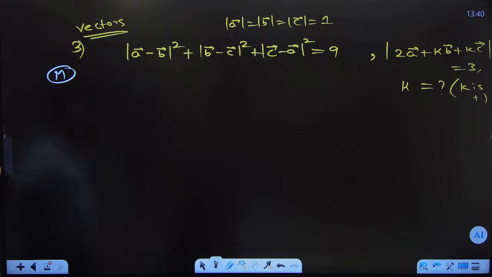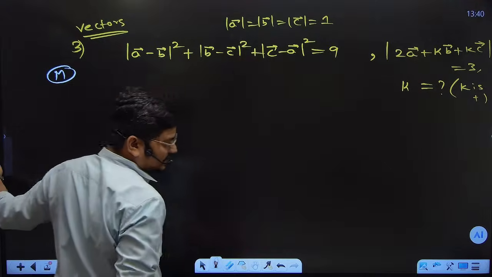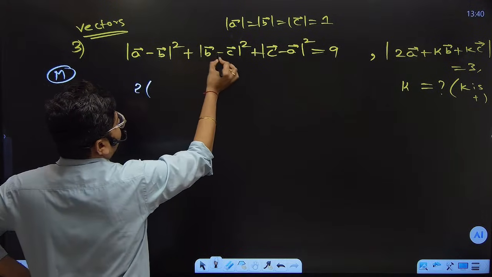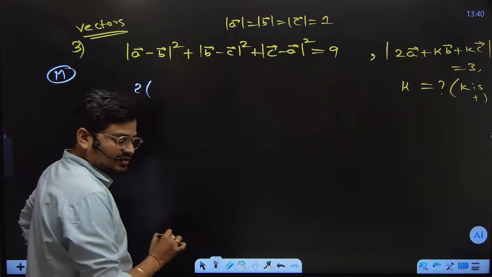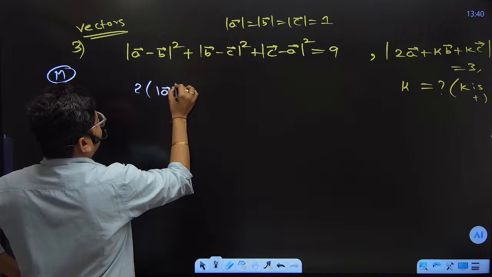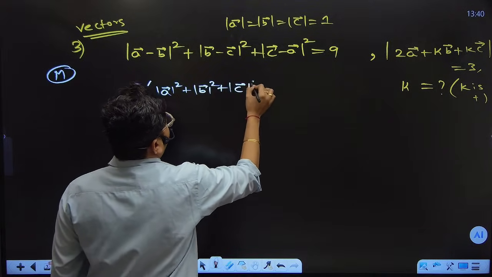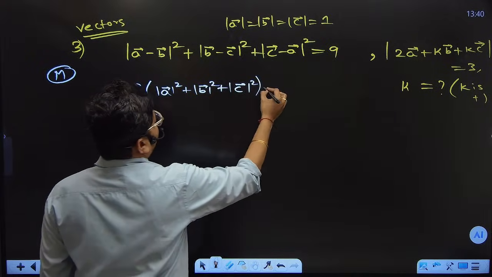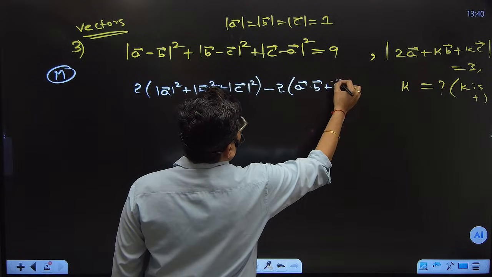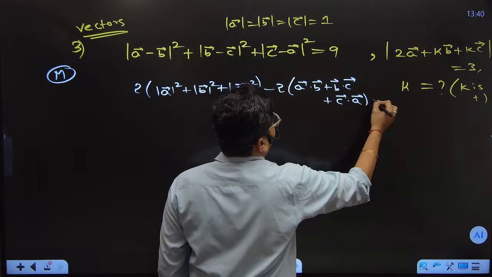So the very first thing when you look into this question is you will try to expand this. When I'm trying to expand this, what I'll get, sir, I'll get 2 times the magnitude of A vector square plus magnitude of B vector square plus magnitude of C vector square, isn't it? Let me write it in one step: magnitude of A vector square plus magnitude of B vector square plus magnitude of C vector square minus 2 times (A dot B plus B dot C plus C dot A) is equal to 9, right?